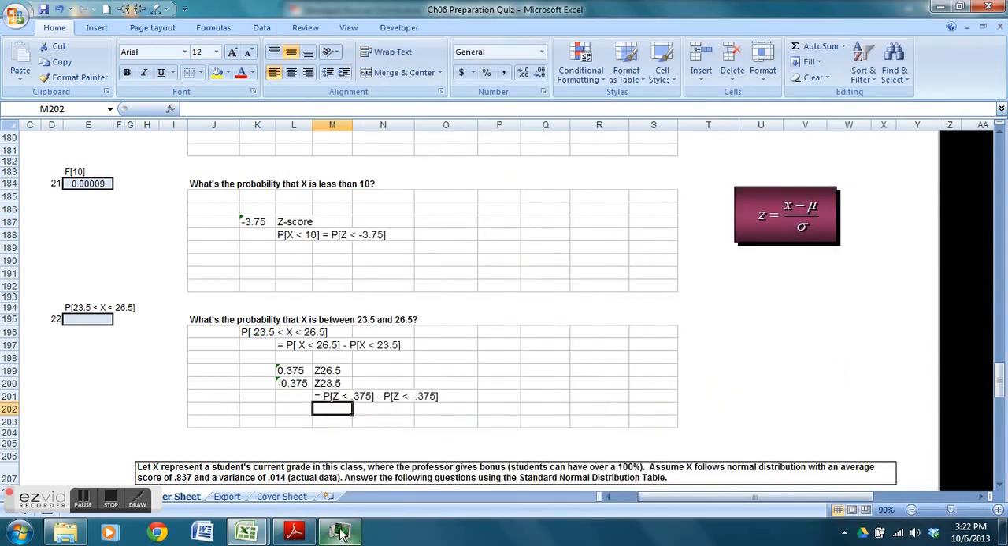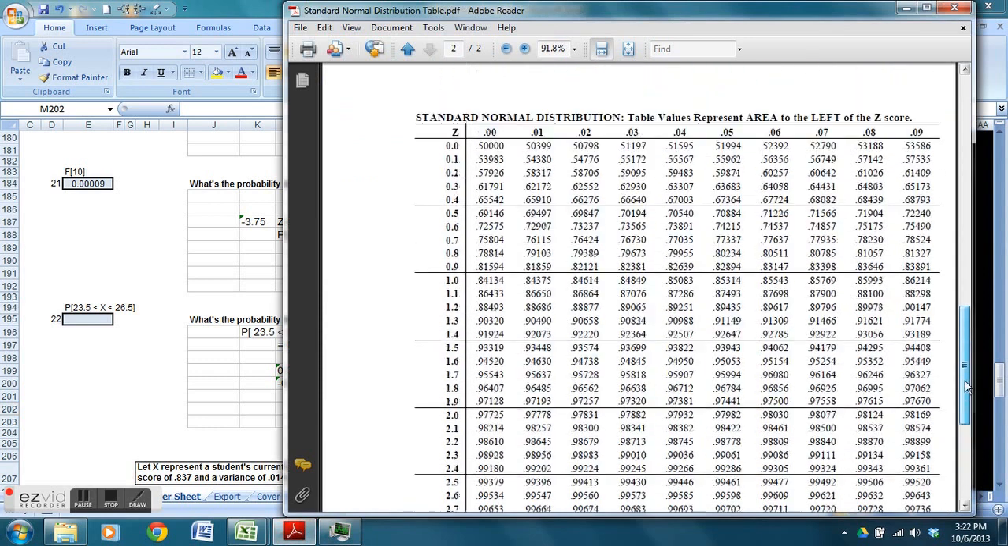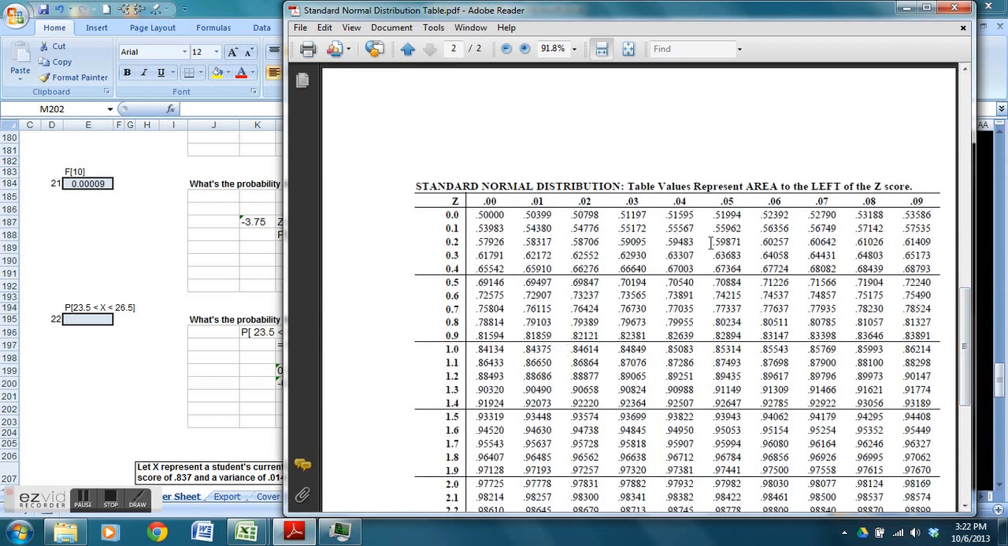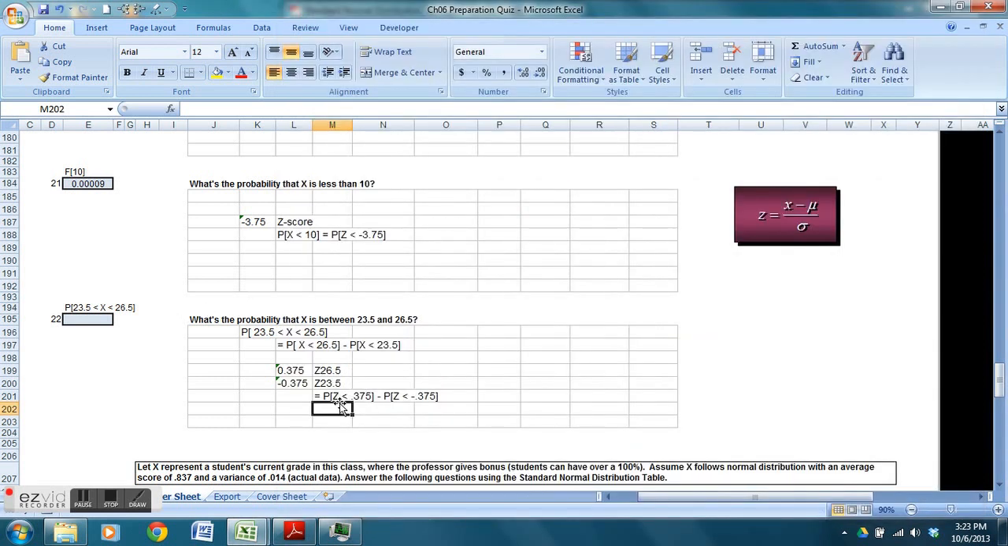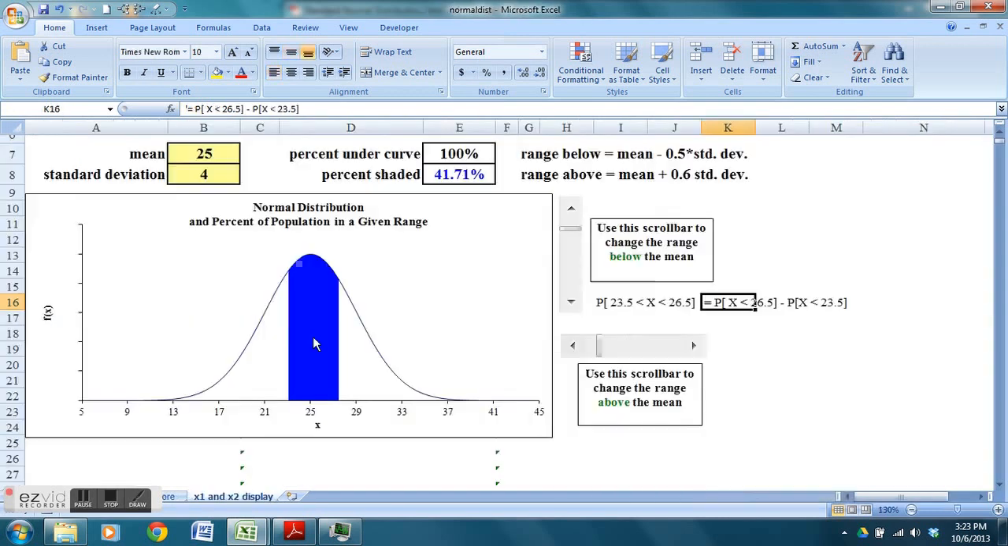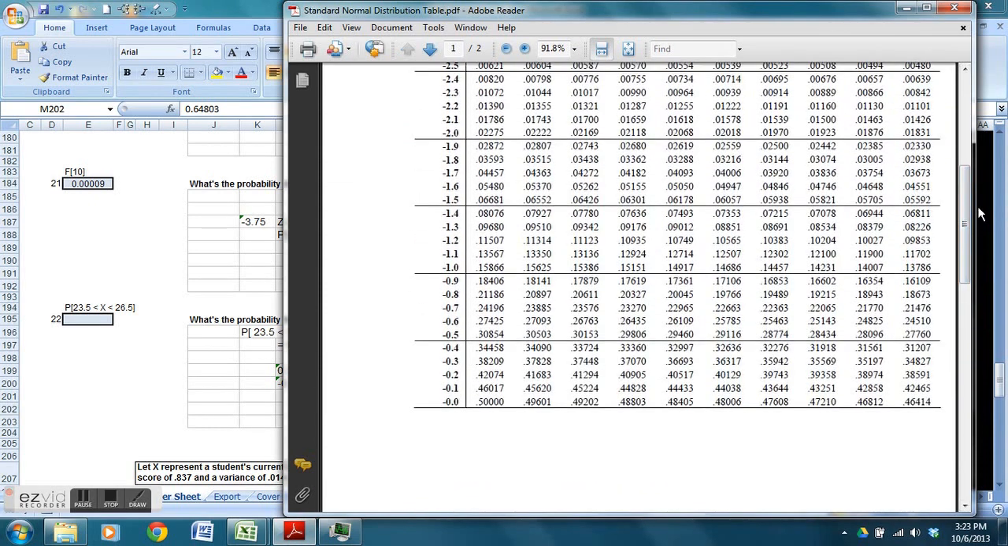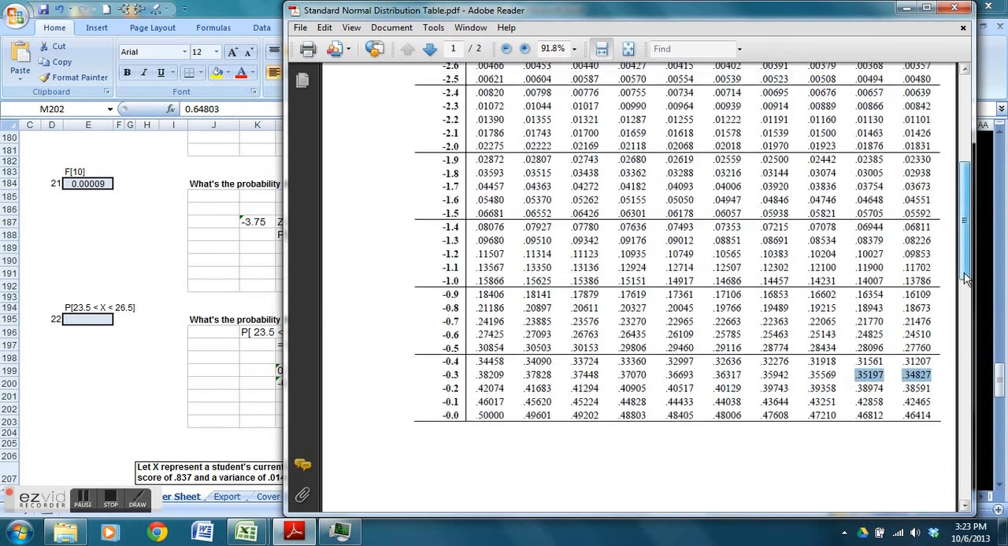Sorry about that. 0.375, 0.37. Now, there is no 0.375, only 0.37 and 0.38, so let's just round up. Take that value. Now we need to subtract the negative 0.37. Let's go to the 8 number there too.